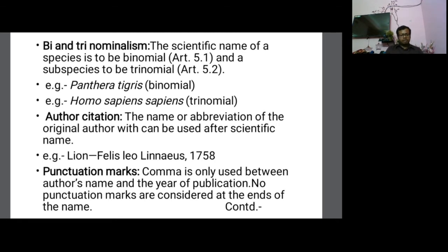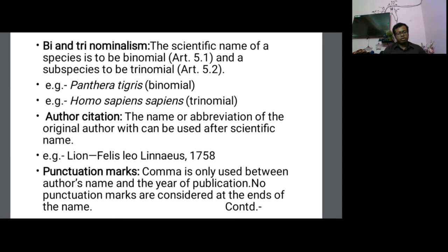The first example is an example of binomial nomenclature: Panthera tigris. It is the scientific name of tiger. As tiger does not have any subspecies, we write it in binomial nomenclature. But in the case of humans, we have two subspecies. The modern-day humans are known as Homo sapiens sapiens, and there was another form of humans, now extinct, Homo sapiens neanderthalensis. Therefore, whenever you give an example of any subspecies, you have to use trinomial nomenclature.